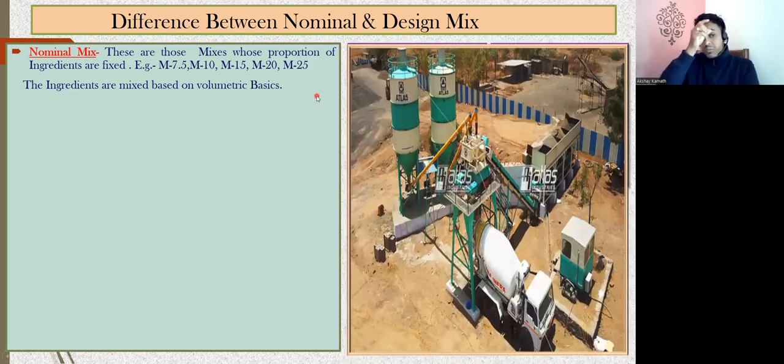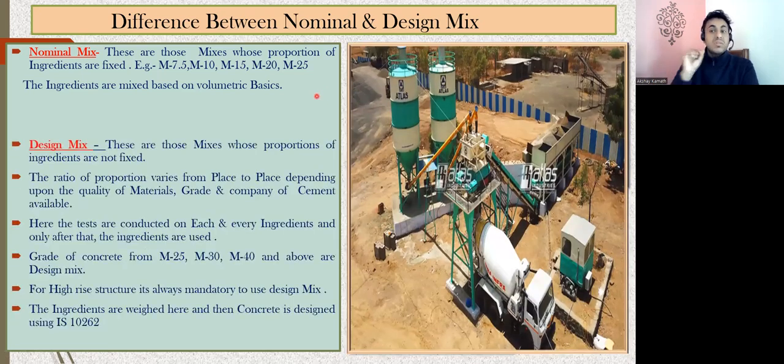Now we'll come to the design mix. So what is this design mix? These are those mixes whose proportions of ingredients are not fixed. That means for M30, we don't have ratios. For M35, we don't have ratios. So these are called design mixes.